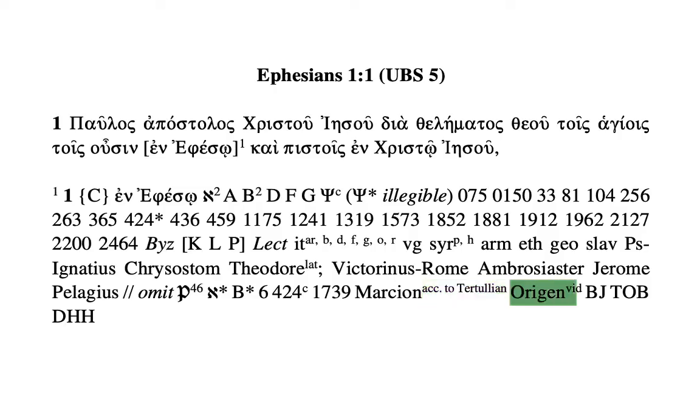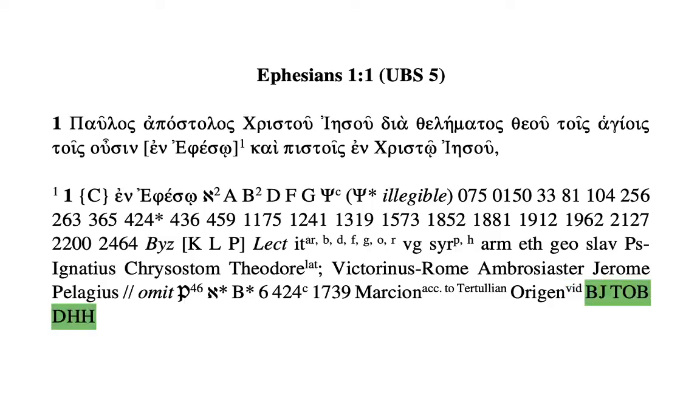And then Origen is followed by vid. Vid refers to the fact that this is apparently what Origen read. So vid will often show up when there's a manuscript that's damaged. There's some kind of thing that's obscuring a reading, maybe an ink blob or some sort of damage that prevents us from being 100% confident about a reading. But vid means apparently. Apparently, Origen attests to the omission of ἐν Ἐφέσῳ from Ephesians 1:1.